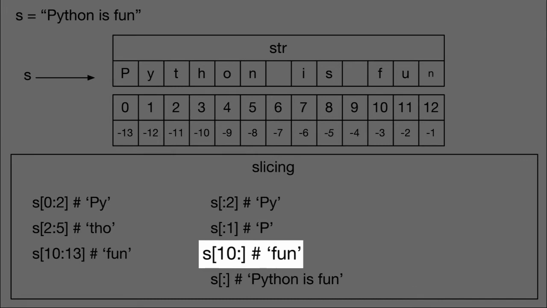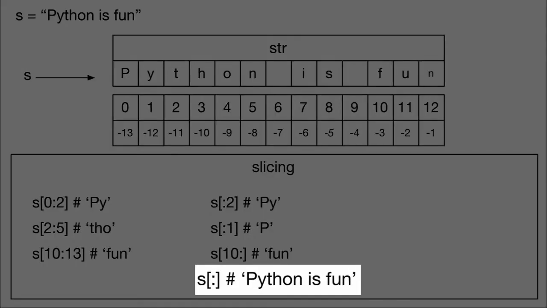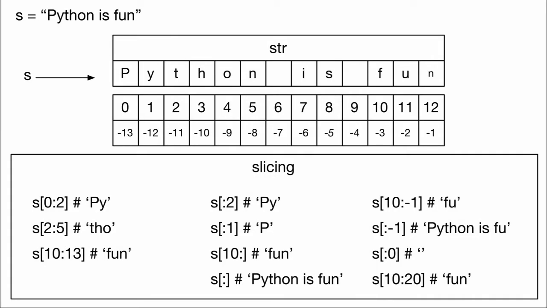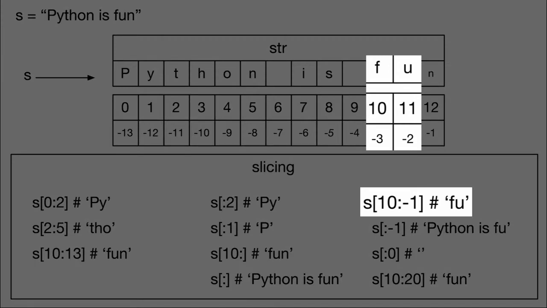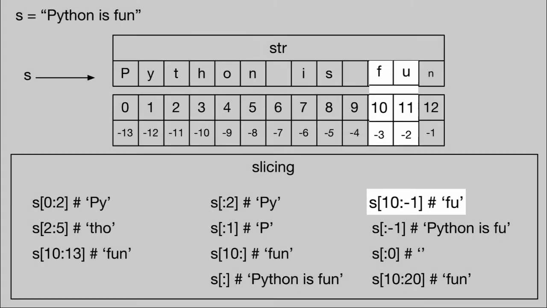If you leave off the ending index, it goes to the end of the string. Note that if you leave off both indices, you get back a copy of the original string. You can also use negative indices. Using 10:-1 starts at 10 and goes up to but does not include what's at spot -1.